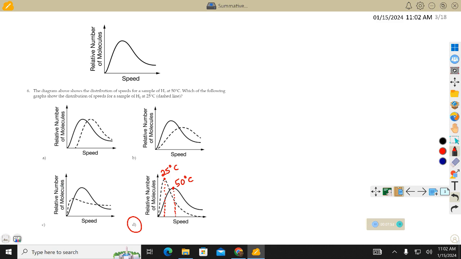Number 6, we've got a graph that shows the distribution of speeds in a sample of hydrogen at 50 degrees Celsius. Which of the following shows the distribution of speeds for a sample of hydrogen at 25 degrees? So same gas, but at a lower temperature. So at a lower temperature, those gas particles should just be moving at a lower average speed. So maybe something like gas D.